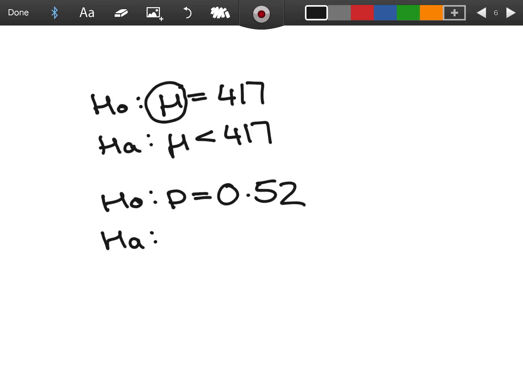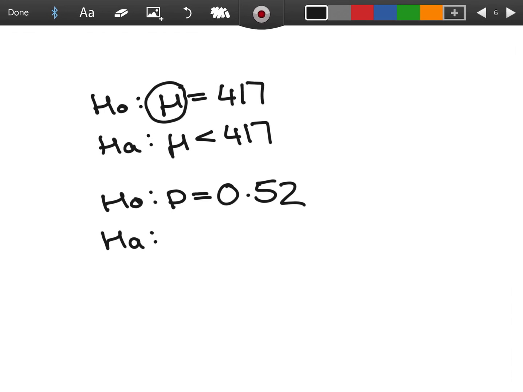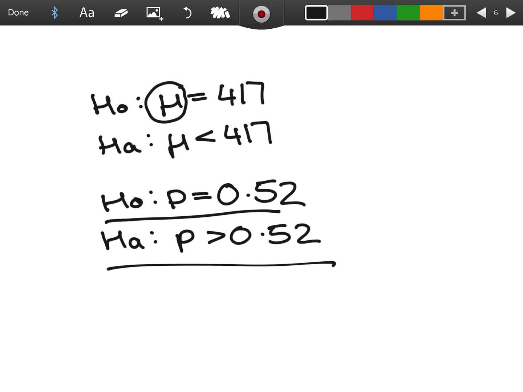Always look at the wording of the problem and read the problem carefully. He said in this problem, he wants to test the claim that the percentage of residents who favour construction is over 52%. He's not looking at whether it's different than 52. He wants to know if it's actually over 52. If it was different, you'd use a not equals to, over use a greater than, and under use a less than. Okay, so make sure you actually read the problem. Okay, so he wants to know if the population proportion is actually greater than 52%. And this is what he's trying to prove, but he's going to assume this until proven otherwise.